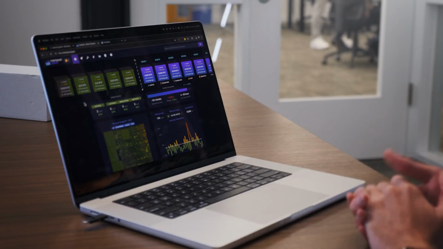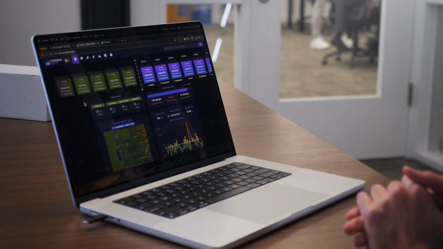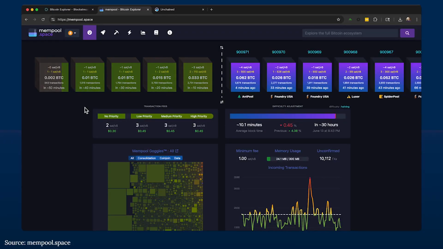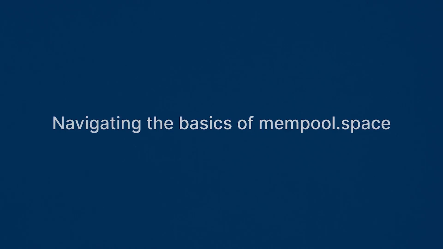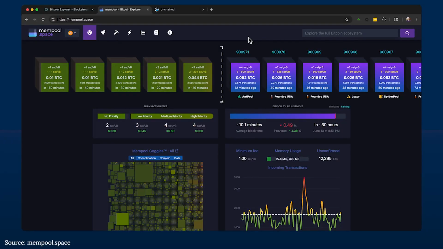Perhaps the most popular blockchain explorer is mempool.space. It is a beautiful website that gives you access to all kinds of data related to the blockchain. And this is the one that we're going to take a deeper dive on today. So let's take a closer look at mempool.space. So here I am on mempool.space's homepage, and we're going to start right at the top, which is where some of the most important information can be found.